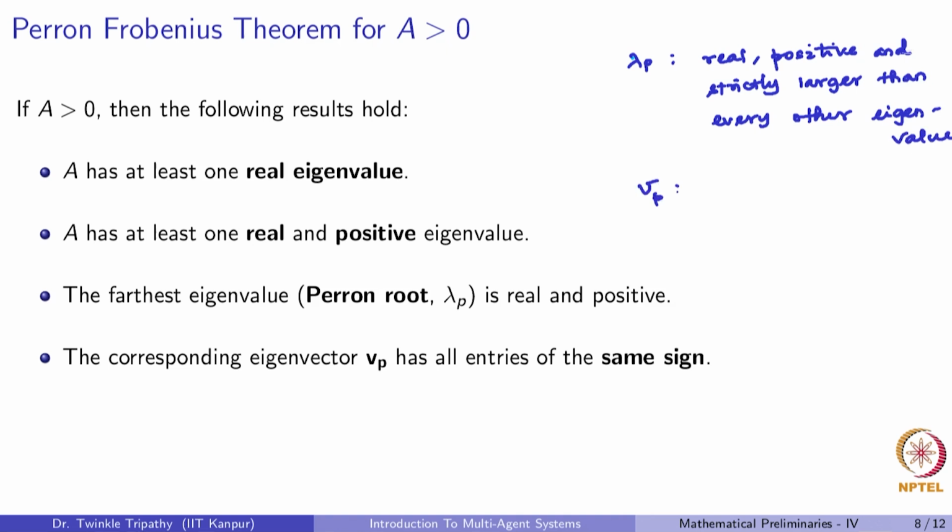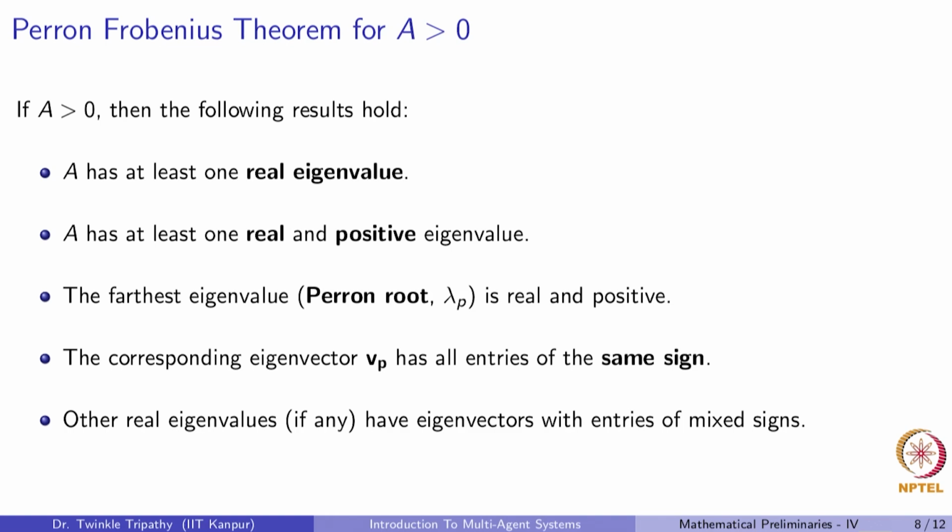The corresponding eigenvector also has interesting properties. What are they? This holds for both the right and the left eigenvectors. It says that the left and right eigenvectors can always be chosen such that all of the entries in them, so both of them will be n cross 1 vectors, have the same sign, meaning if one of the entries here is positive, then every other entry has to be positive, and if one of the entries is negative, every other entry has to be negative.